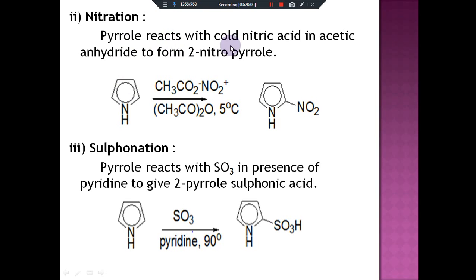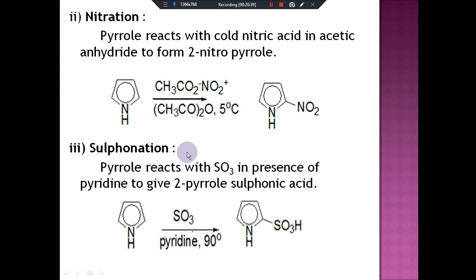The second one is nitration. Pyrrole reacts with cold concentrated nitric acid in acetic anhydride to form 2-nitropyrrole. So pyrrole undergoes nitration. That means it reacts with nitric acid in the presence of acetic anhydride at 5 degrees centigrade, under cold conditions, to form 2-nitropyrrole. Here NO2 plus is the electrophile and the substitution occurs at the C2 position. We already learned that C2 is the preferable one. So it occurs at the C2 position, and 2-nitropyrrole will be obtained.